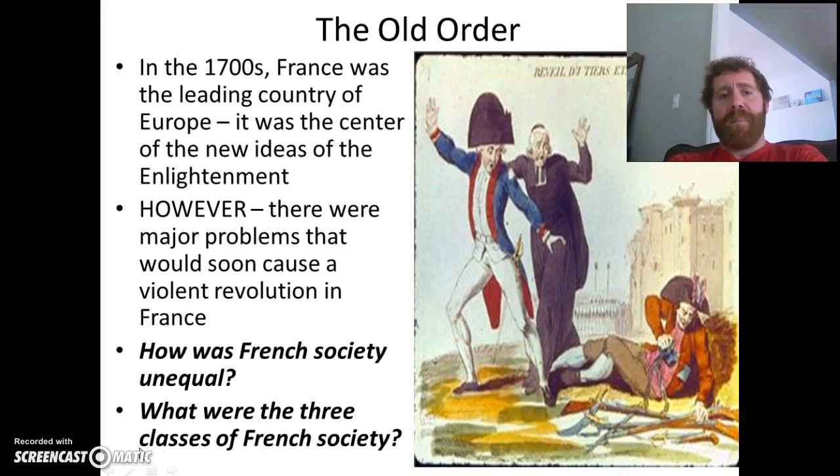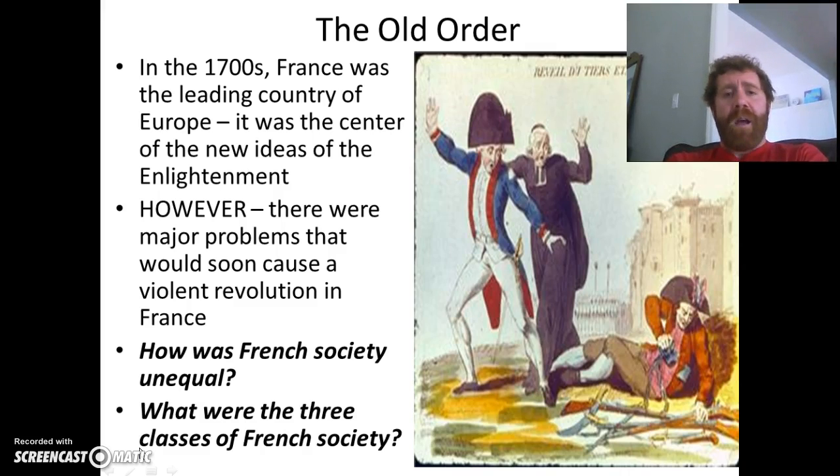However, even if the French were the model or the center of Enlightenment ideas, there were still some major problems that would soon cause a violent revolution in France. And this had to do with the old regime, or the makeup of French society in the years before the revolution. The old regime consisted of three estates, or three groups of social classes.